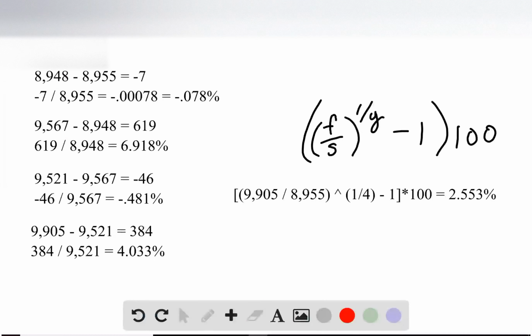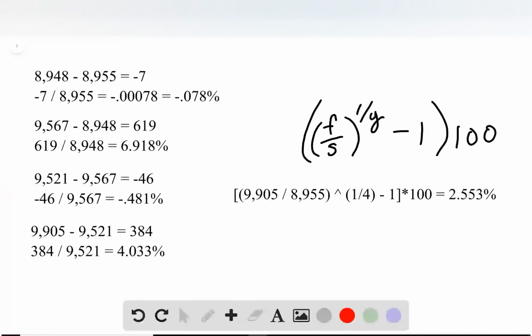So for this problem, we have a little bit of math to do, but as long as you have a calculator, it should go really smoothly. So to start, we need to find the growth rate from year to year. And to do that, what you do is you take the amount of GDP from the second year and you subtract the GDP from the first year. And what that does is it gives you the change from year to year.